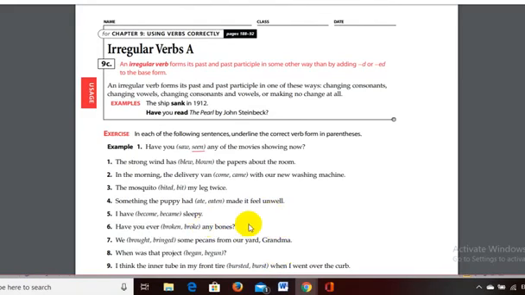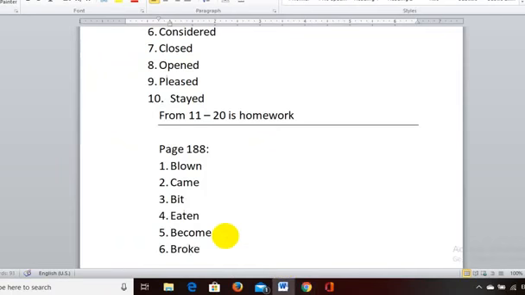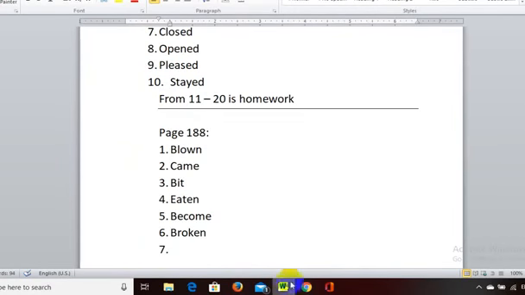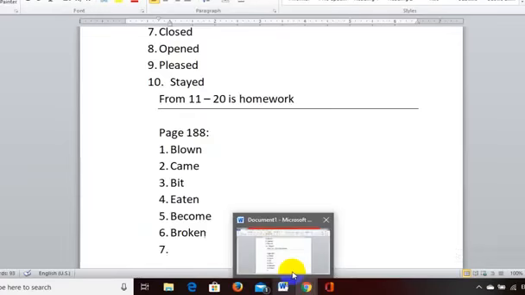Number 6. Have you ever broken or broke any bones? Have, right? So we're going to say have you ever broken, right? Have you ever broken any bones? Alrighty, number 7. We brought or bringed some pecans from our yard, Grandma. So the past of bring is going to be what? Brought. Completely irregular verb, right? Looks very different. But yeah, the past of bring is brought. Okay.